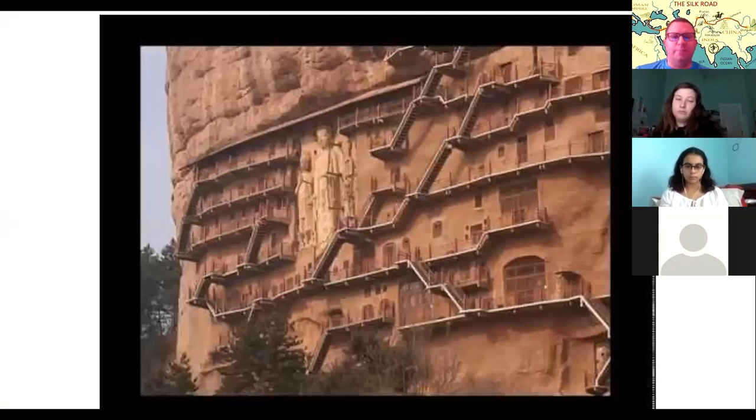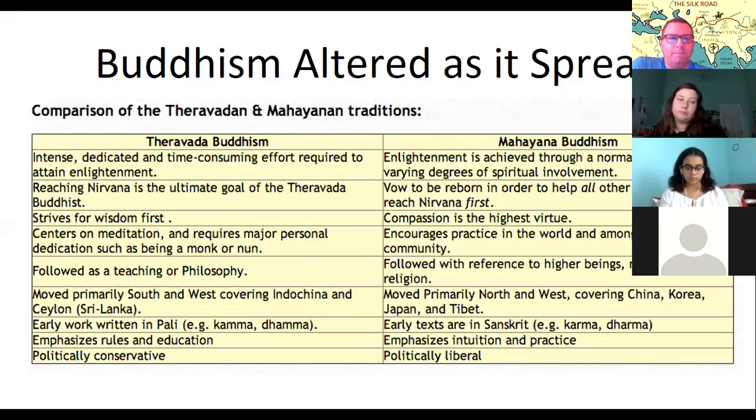So here's actually a Buddhist monastery. I think this is pretty cool. It's built right into the side of a mountain. You see there is a large statue of the Buddha, and then you have all the different rooms of the monastery that are built right into the side of the mountain.